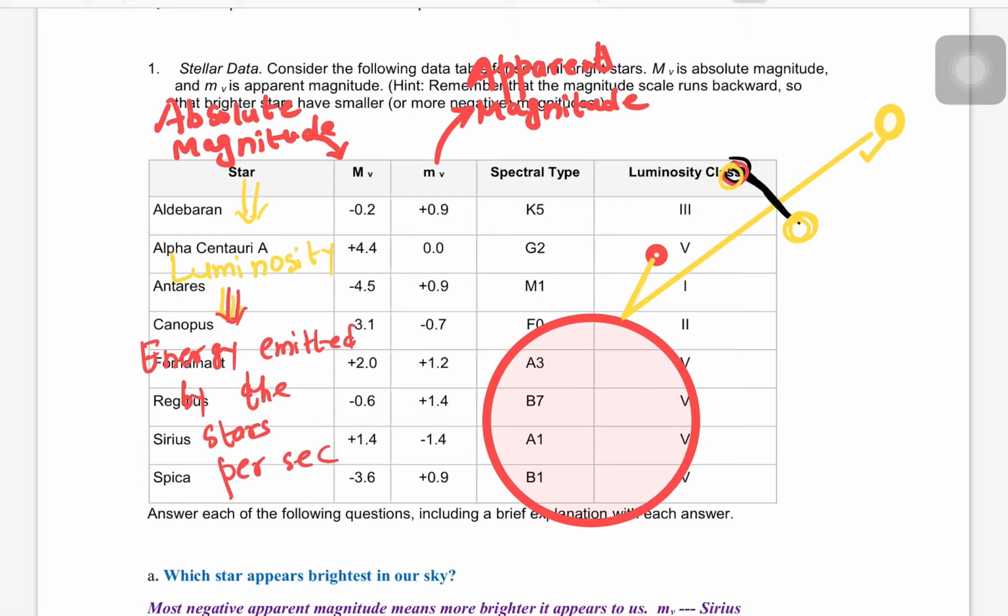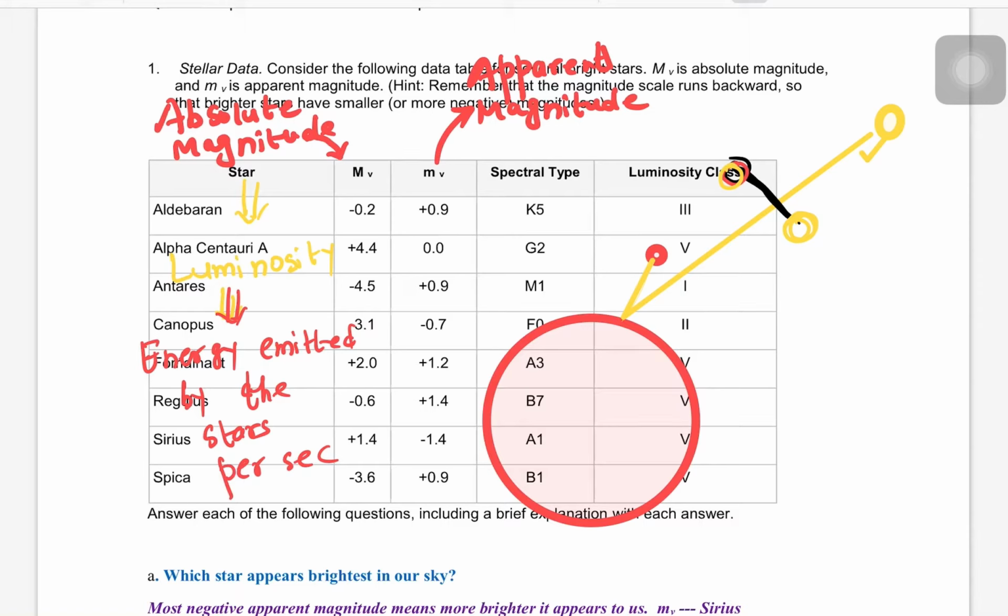Of these tables, the Antares has a value of minus 4.5 absolute magnitude, and as I say, the more negative means the brighter it is. So this star would appear brightest, or in fact it is more luminous than any other star in this table. And Alpha Centauri has the most positive value, which means this star has the least luminosity. It is emitting much smaller energy than any other star in this table.